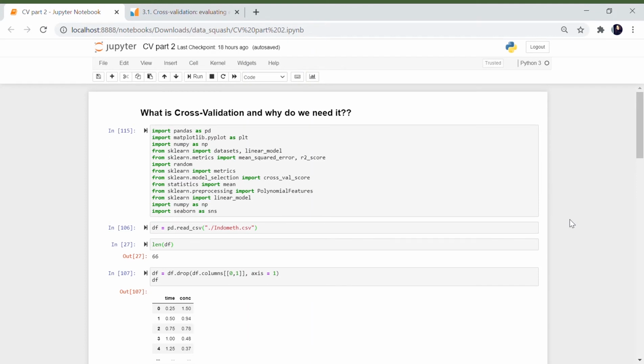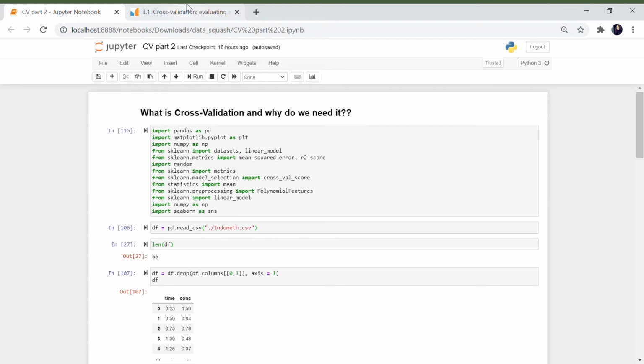Alright, so in cross-validation, what we're going to do is divide the data into multiple different sets, and the main aim of cross-validation is to get to train the model on all of your data and not only a part of it, which was the main drawback of the previous approach.